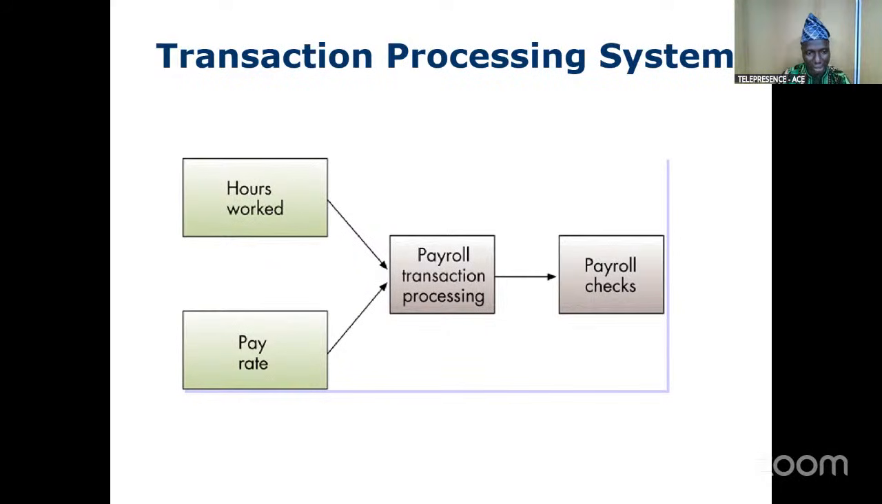We said it contains data processing and the information. In the payroll transaction processing system, we calculate the amount that will be paid to an employee at the end of a week or the month by computing the hours worked with the pay rate to generate the payroll. This is a pictorial diagram to show the example.